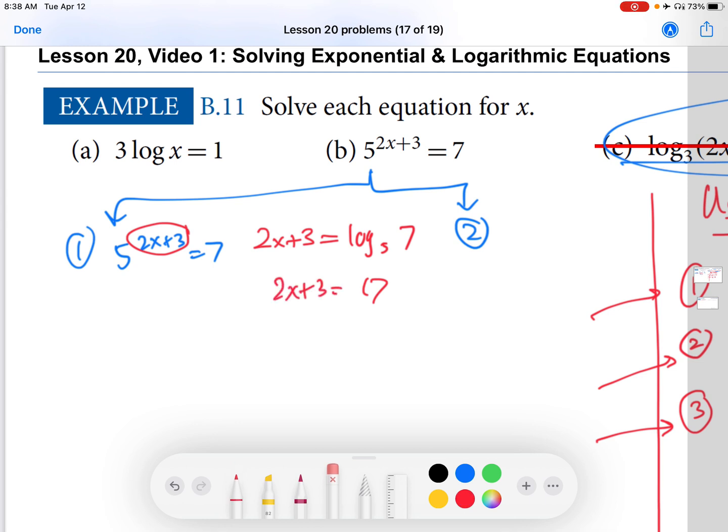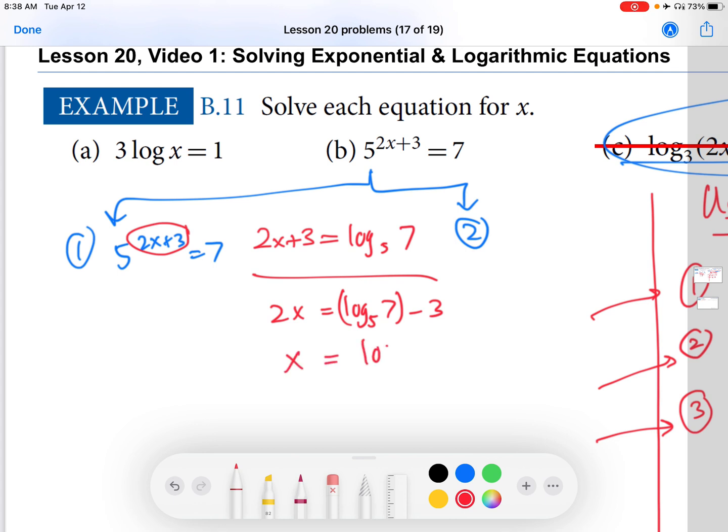At this point, you would do the same thing you would do if you were in an algebra class. So I'm going to solve for x here. I will subtract 3 from both sides, minus 3. I'll put the parentheses here just to remind you that these things go together. It's not like log base 5 of 7 minus 3, for example.